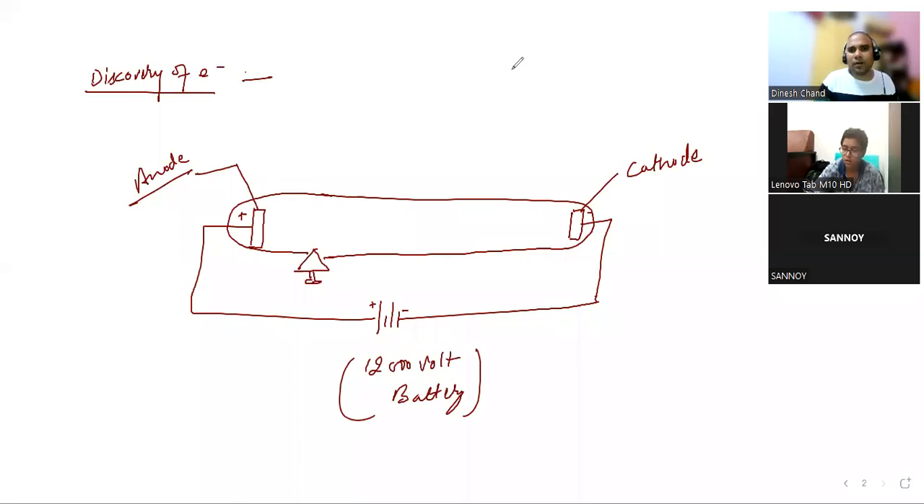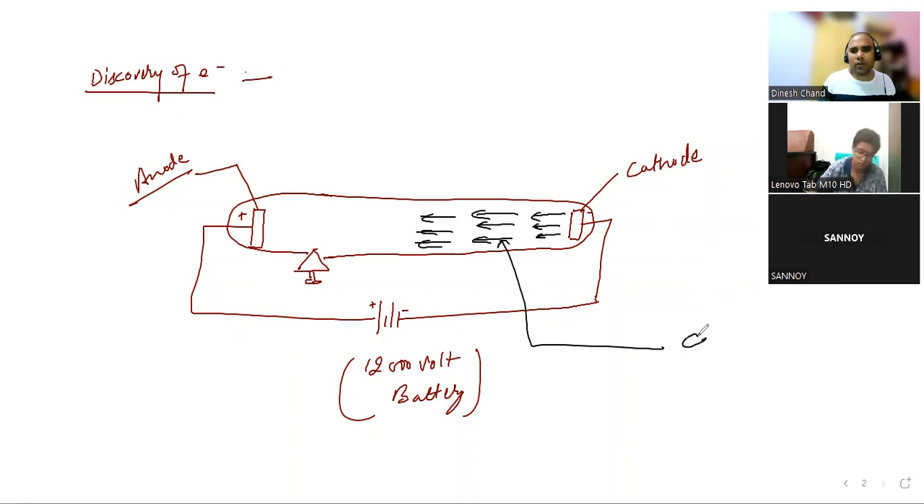On passing this, he observed that some negatively charged particles are coming out from the electrode and moving in a straight line towards the anode. Since these rays are generated from the cathode electrode, he termed them cathode rays, or also negative rays.